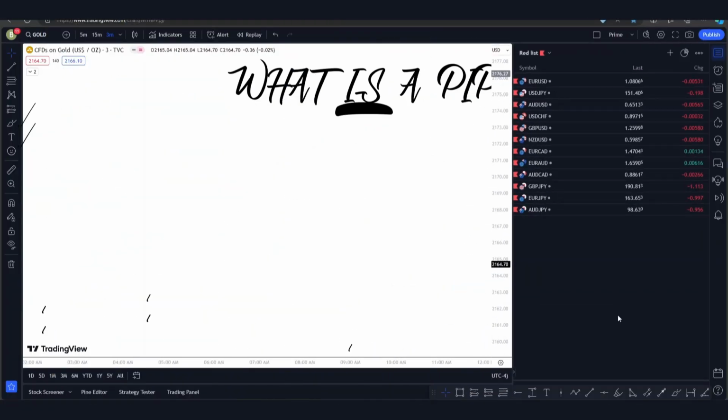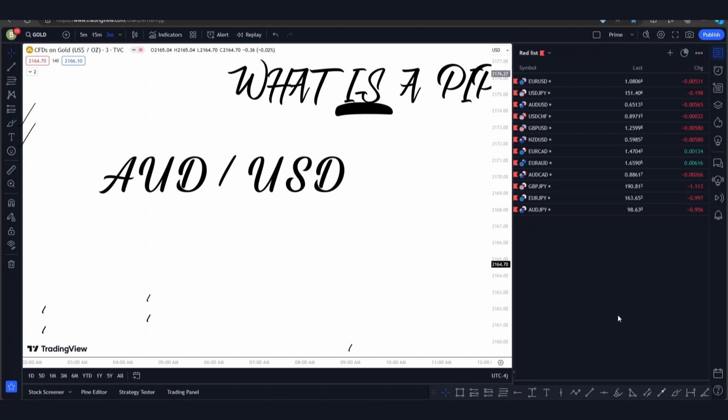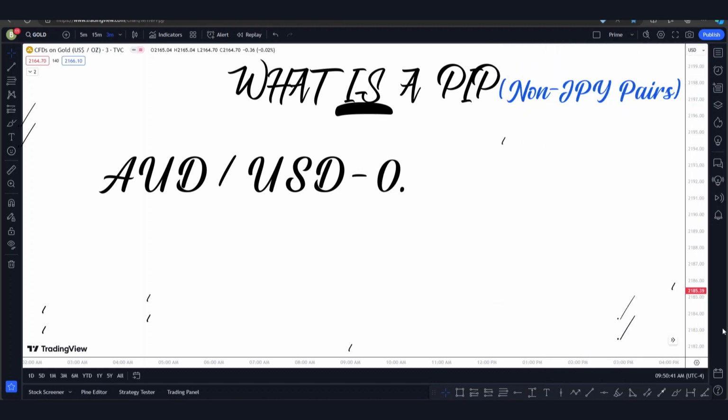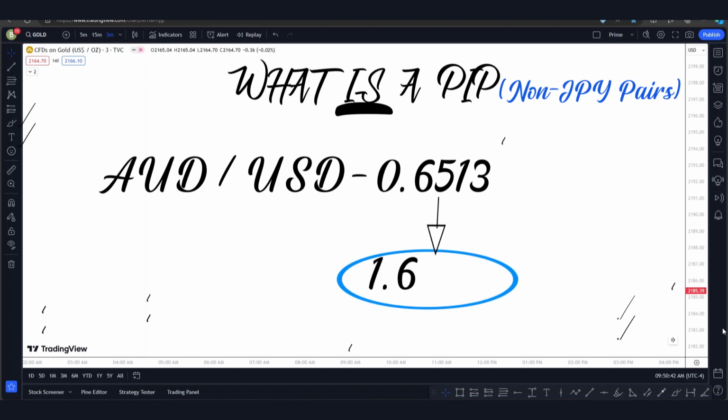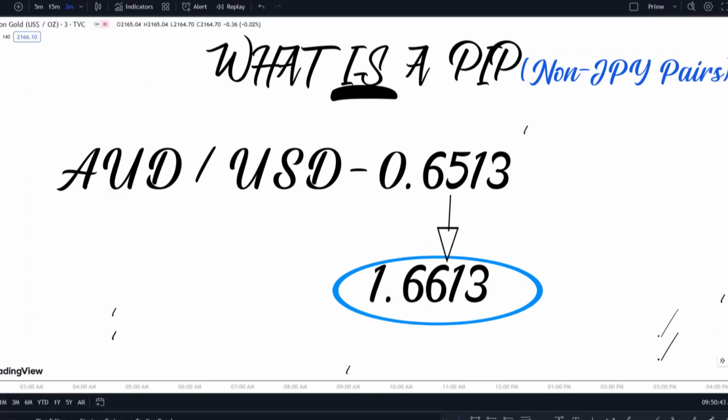We can see the Aussie versus the dollar has a value currently of 0.6513. So what do you think the pip movement will be if the value of the Aussie dollar moves? How many pips did this currency pair move? I'll give you a second to tell me. Hopefully, you were able to say 100 pips. And that's the answer. Very simple, guys.